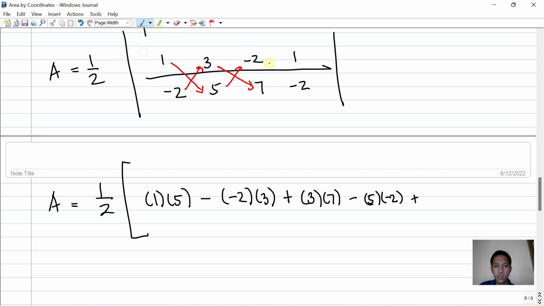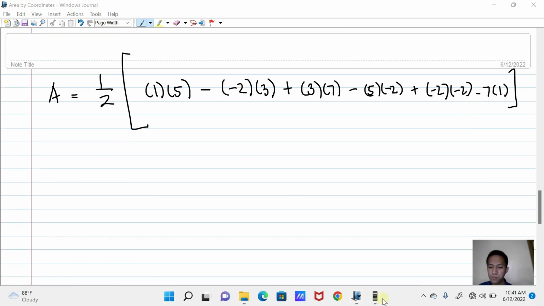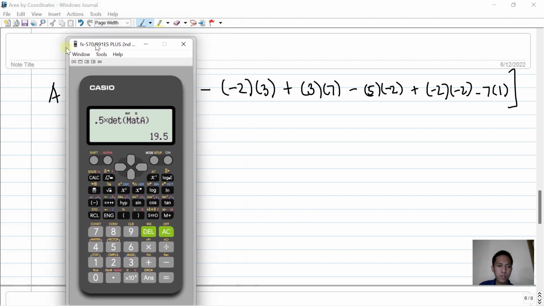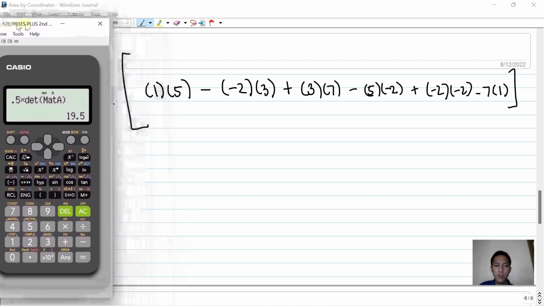So, eto guys, addition siya. Negative 2 times negative 2. Then lastly, we have this. Minus 7 times 1. Then just perform the operations. Okay, so using your calculator, so this supposed to give you a value of 19.5 then.